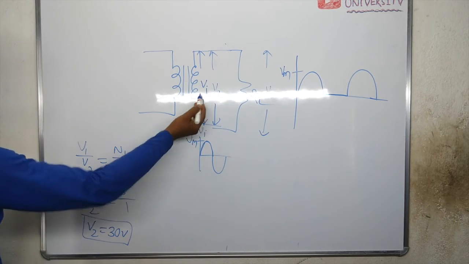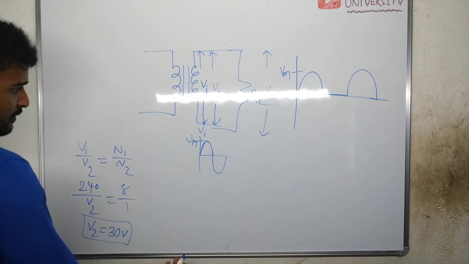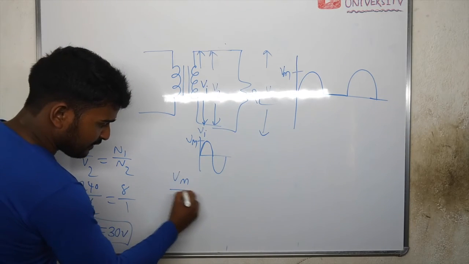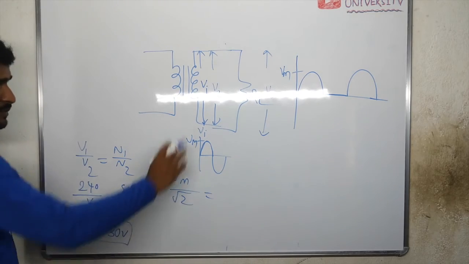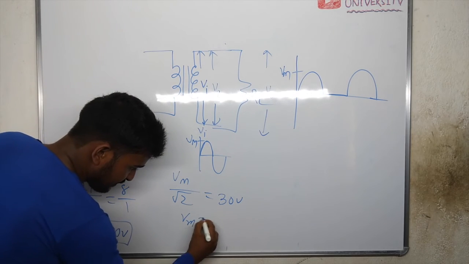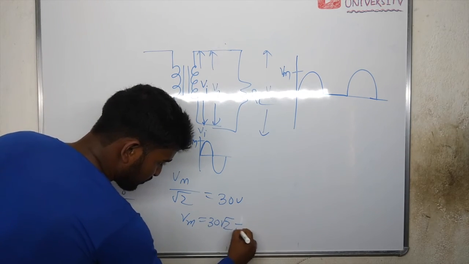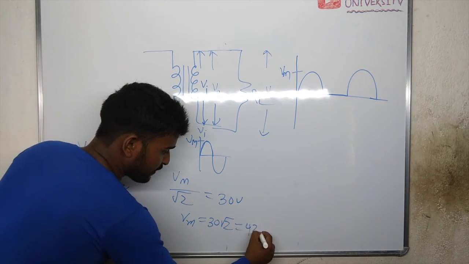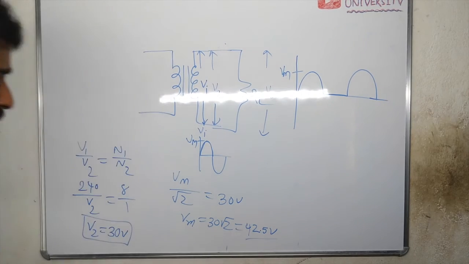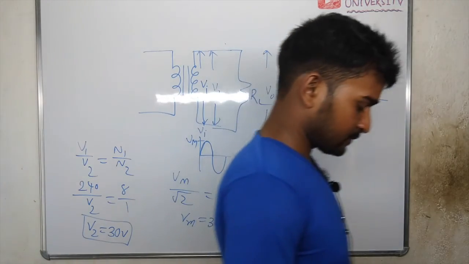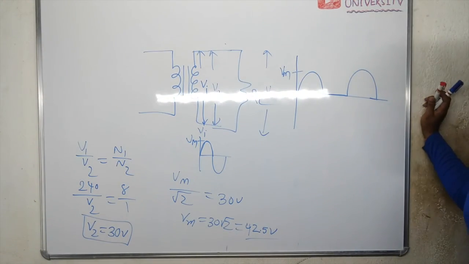This is the RMS value of Vi. Vi is a sinusoidal signal having a peak value of Vm, so its RMS value is Vm by root 2, and that equals V2, which is 30 volt. Then Vm will be 30 times root 2, which is 42.5 volt. This is the maximum value of the load voltage or output voltage. Vm equals 42.5 volt. So the answer is 42.5 volt.